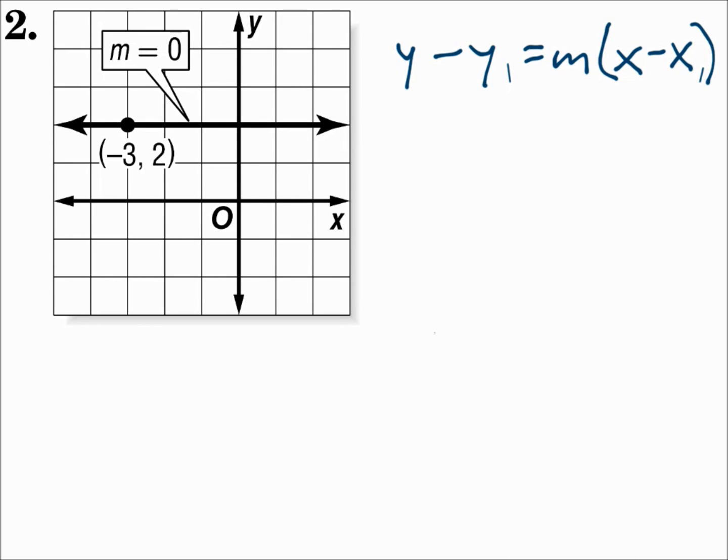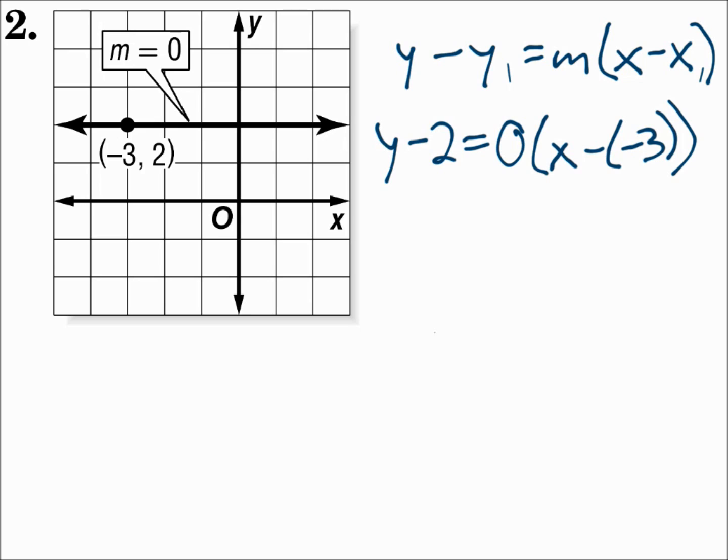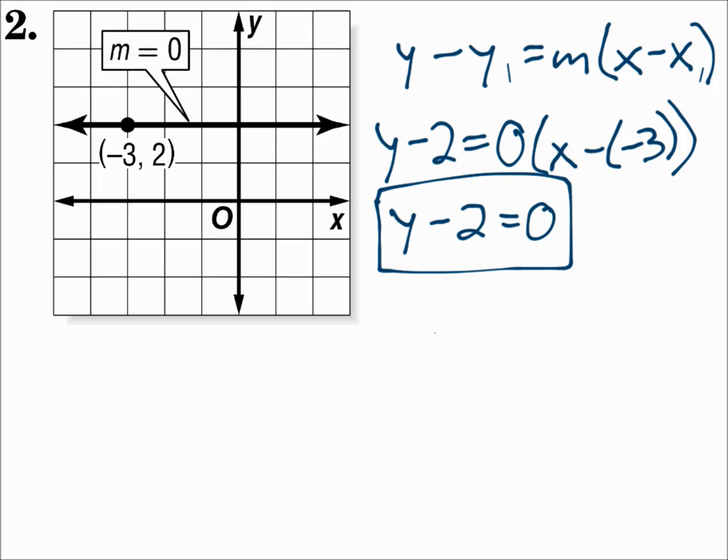Number 2. This line has a slope of 0, and it goes through the point (negative 3, 2). y minus y1, which is 2, equals m, which is 0, times (x minus x1, which is negative 3). Now simplify. 0 times anything is 0, so this ends up being y minus 2 equals 0. Notice that in the equation you have a negative 2, but in the point y was positive 2. So it's a good way to check that the signs are opposite. Notice that when the slope is 0, it also really simplifies the situation here because 0 times anything is 0. Always simplify your final answer.